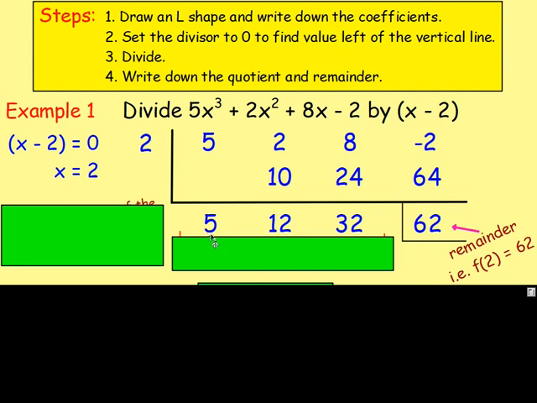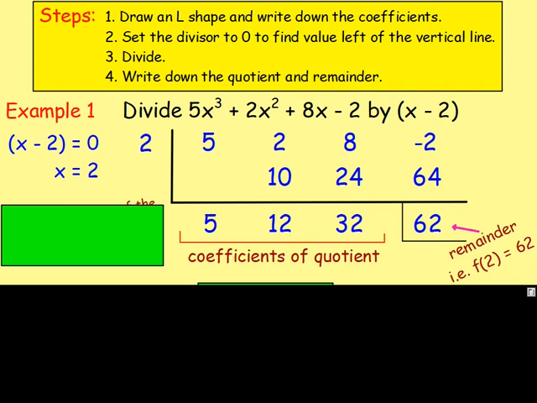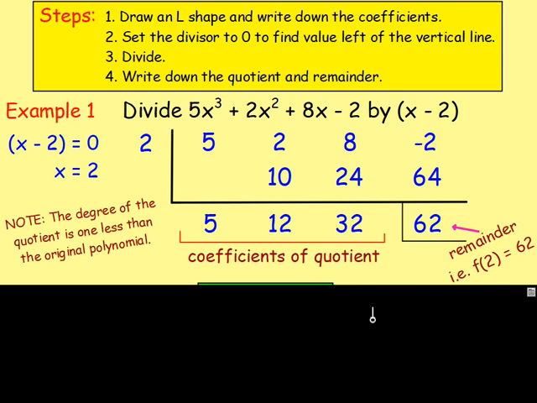With these numbers here, 5, 12 and 32, these numbers are actually the coefficients of the quotient. How do you know though if that becomes 5x squared or 5x cubed or 5x to the power of 4 or just 5x? Well, what you do is you look at the original polynomial. Because here you've got a 5x cubed, you always take 1 off that first power. So 5x cubed, if you take 1 off the power, will be x squared. So that here is the coefficient of x squared. So the degree of the quotient is always 1 less than the original polynomial.